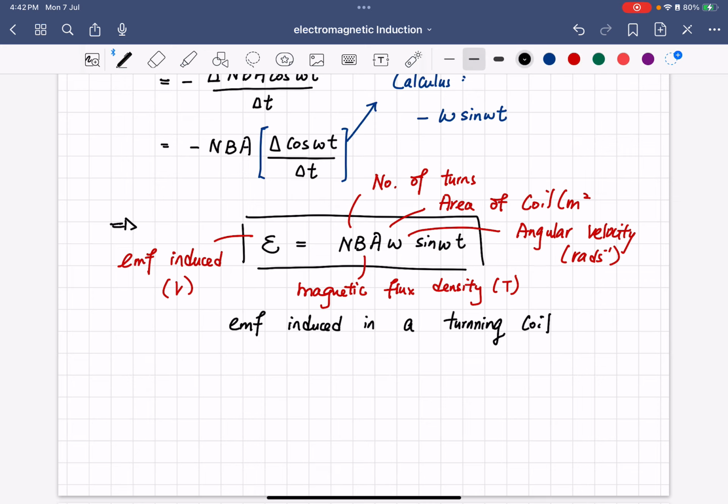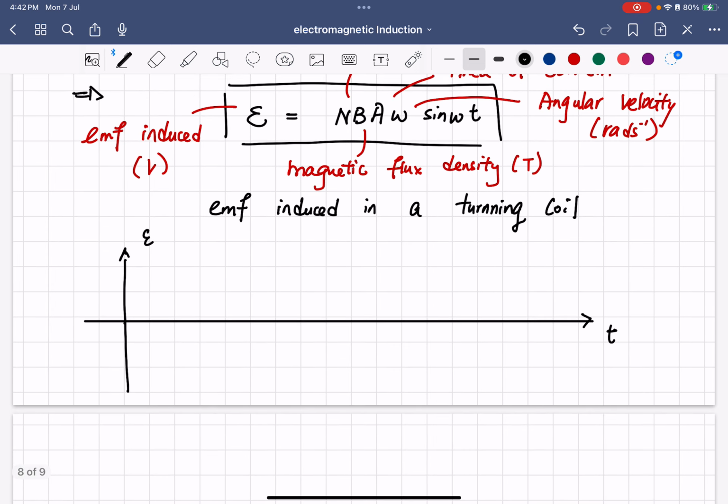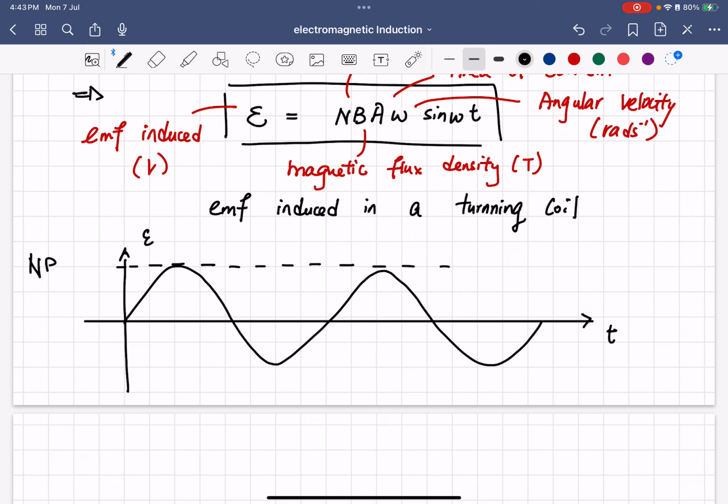One thing we are particularly interested in is that the EMF is actually a function of time, which makes sense because the coil does not cut the magnetic field lines in the same way over time. For example, it will first start from 0 and then rise and fall like this. The key point I want you to remember is the maximum EMF induced, which is determined by NBA omega. So if you have a larger number of turns, stronger magnetic field strength, and larger area, and you spin the coil at a faster rate, then you will have a larger EMF induced.